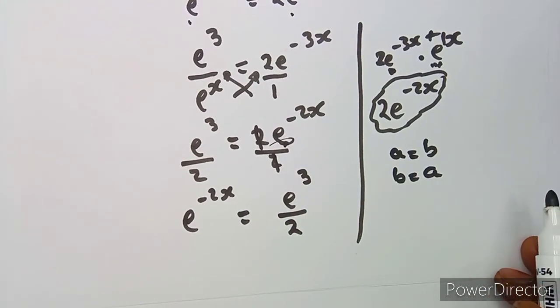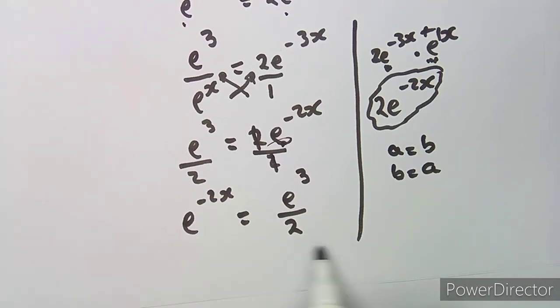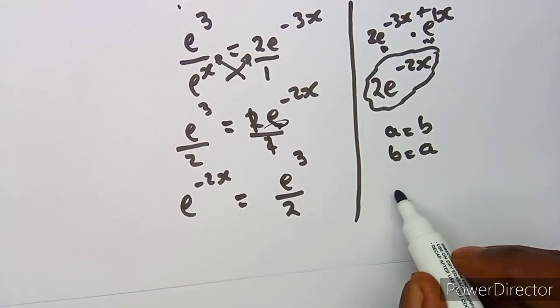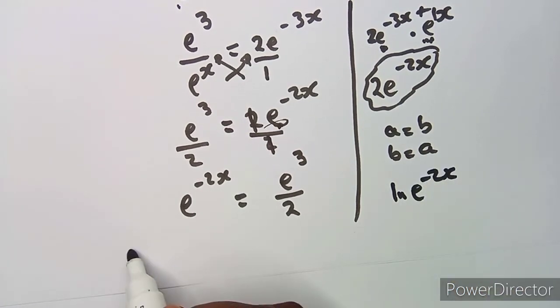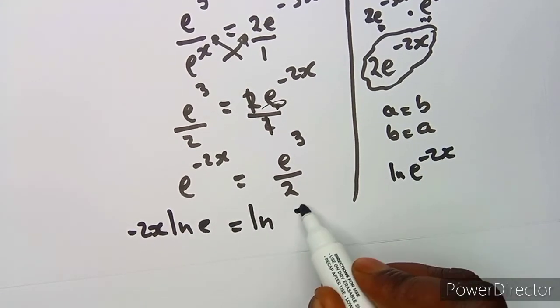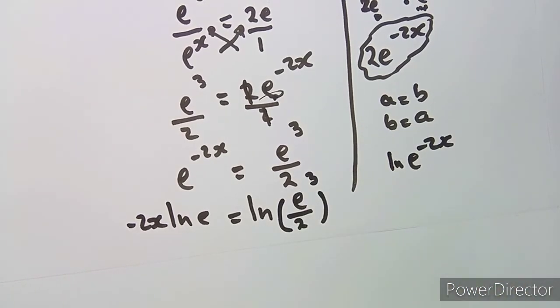At this stage we now have a single term, so it's easier for us to introduce the logarithm. You don't just introduce logarithms like you don't know what is happening, guys. Introduce those logarithms when you have got a single term like this. Now I can introduce the log on both sides. The moment I introduce ln, it will be ln of e to the exponent of minus 2x. Then you drop the exponent, so it will be minus 2x ln e, which is equivalent to ln of e to the exponent of 3 over 2.